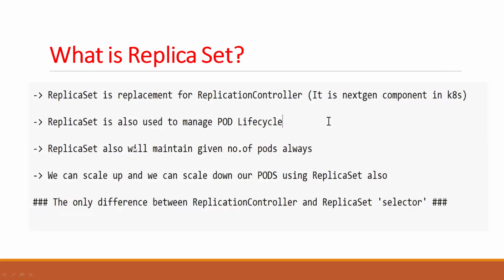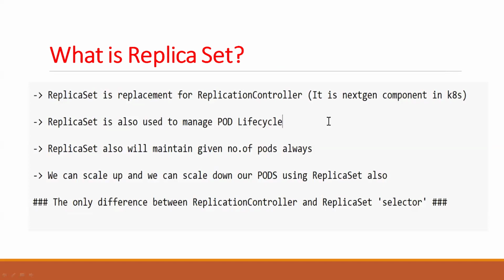So what is a replica set? What is the difference between a replication controller and a replica set? A replica set is the replacement for the replication controller. It is a next-gen component in Kubernetes. A replica set is also used to manage the pod lifecycle. It also maintains the given number of pods always, so we can scale up and scale down our pods using the replica set also.